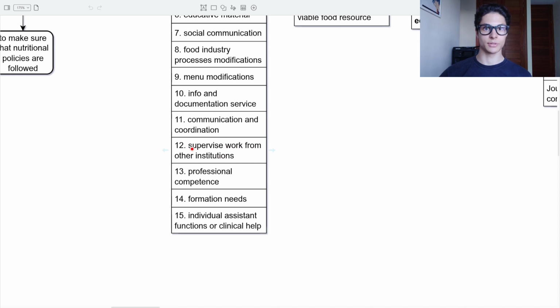Again, this is multidisciplinary. Professional competence, here again, multidisciplinary. Then formation needs. We have to create more experts in the field. And then provide individual assistant functions or clinical help.